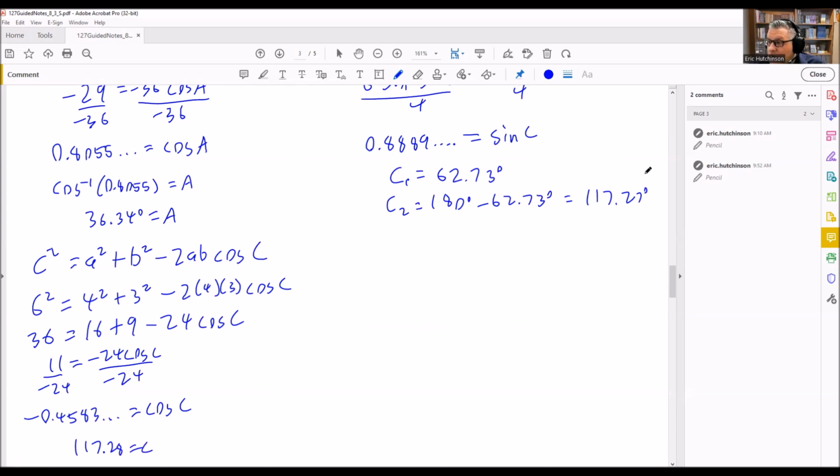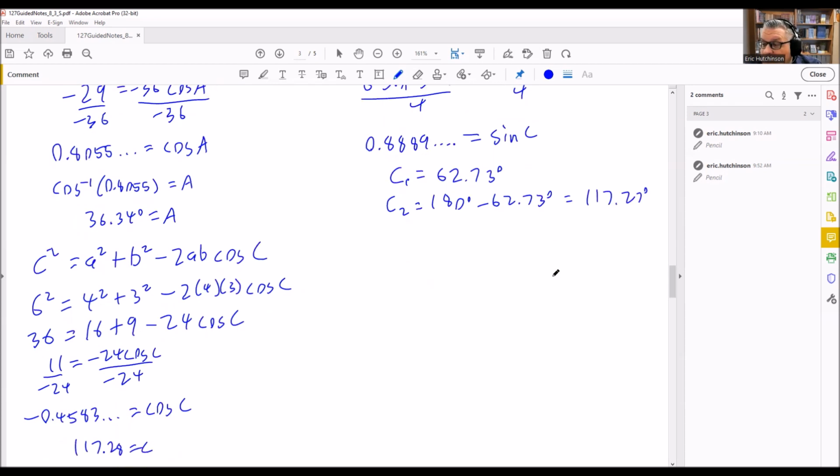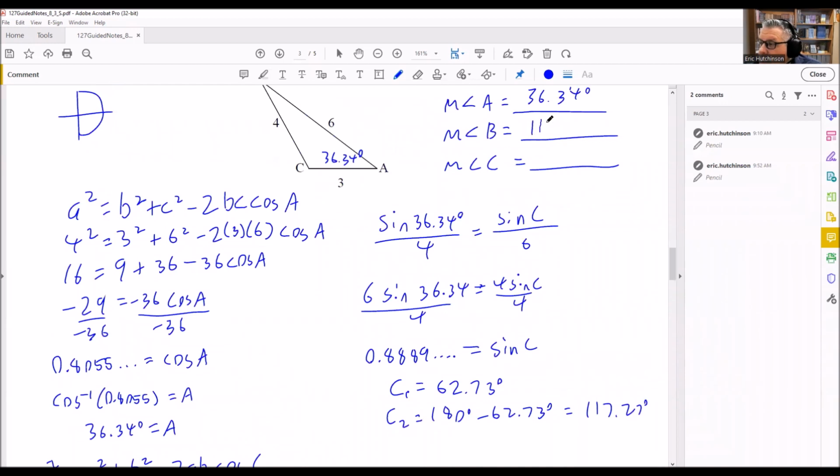The only reason this one's off by slightly is because we're using a rounded answer, which is another reason why you might want to use law of cosines, because that way you're not using any rounded answers. Here we used 36.34, and that gave us a slightly different answer. But again, they're both essentially the same. But let's put 117.28 in here for measurement of angle B.